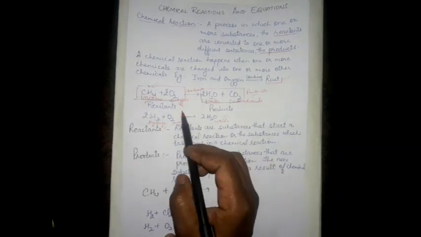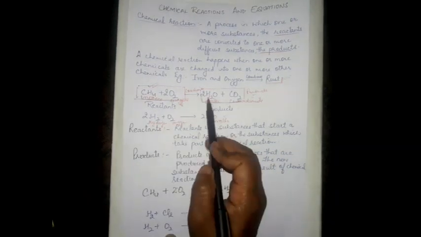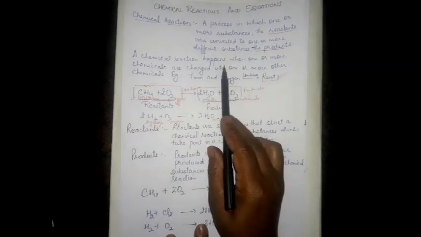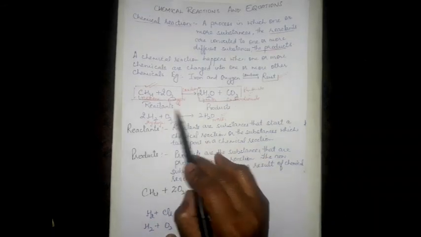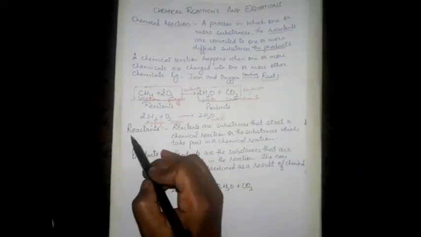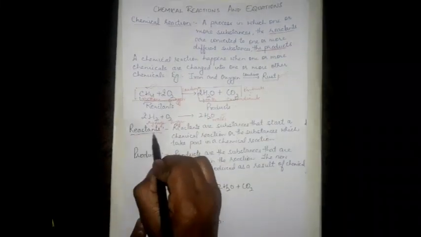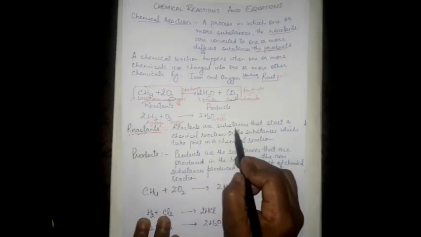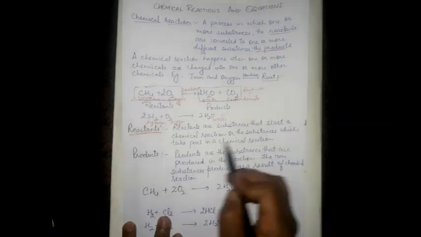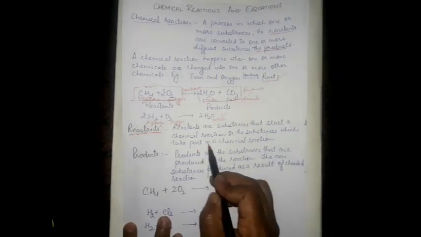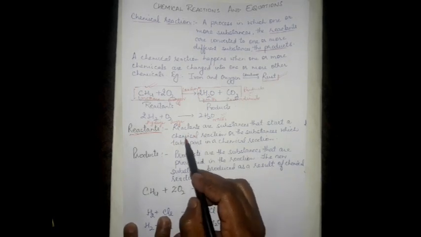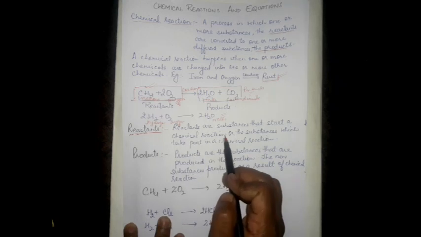Now the question arises here, reactants. Students, I have used the two terms reactant and product in this chemical reaction. But you must be familiar with reactant and product, then only you will be able to understand what is a chemical reaction. Now I will clear the term reactant. Reactants are the substances that start a chemical reaction, or the substances which take part in a chemical reaction. It means that the reactants are those substances which allow you to start a chemical reaction.